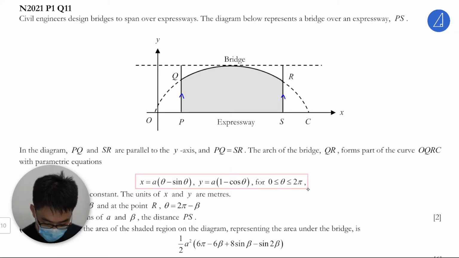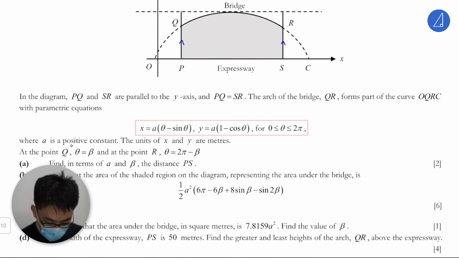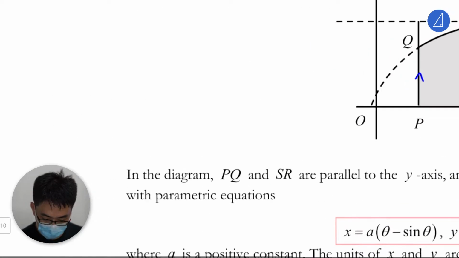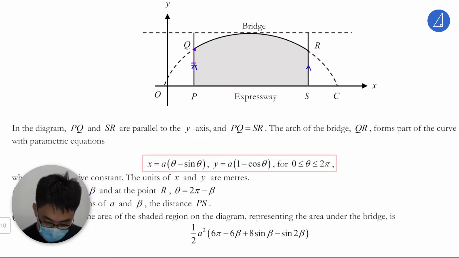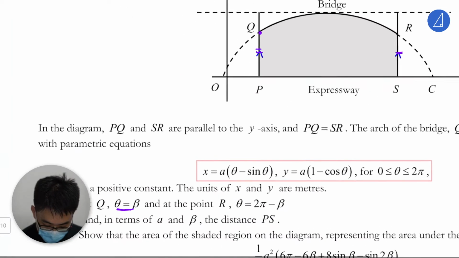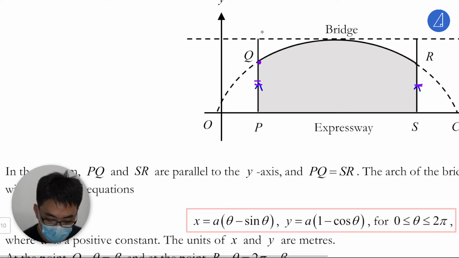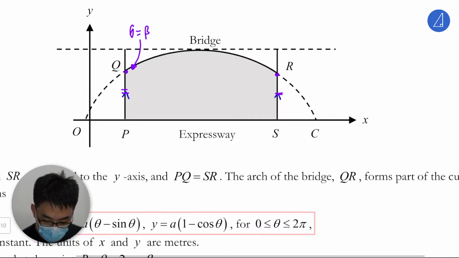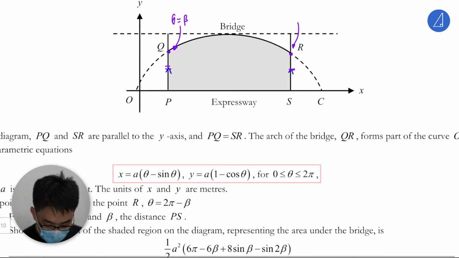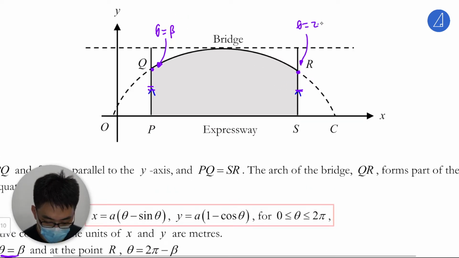So we understand that. A is a positive constant, and the units x and y are in meters. At the point Q, theta is beta. So these two lengths are the same height, right? QP equals SR. So just label this. Now usually when it says parameter, I will encourage students to just write theta equals beta at this point. And this one here corresponds to theta equals 2 pi minus beta.